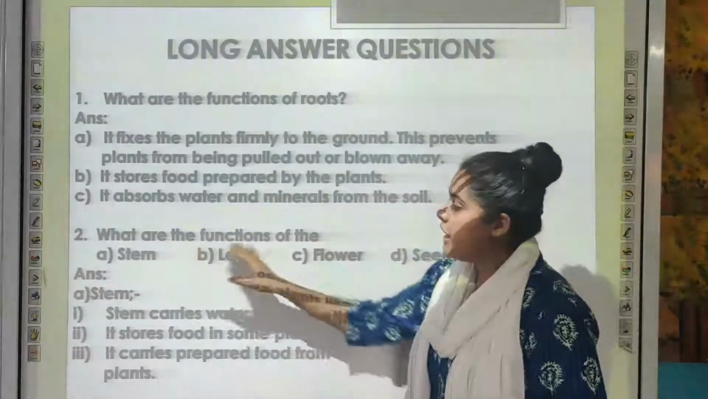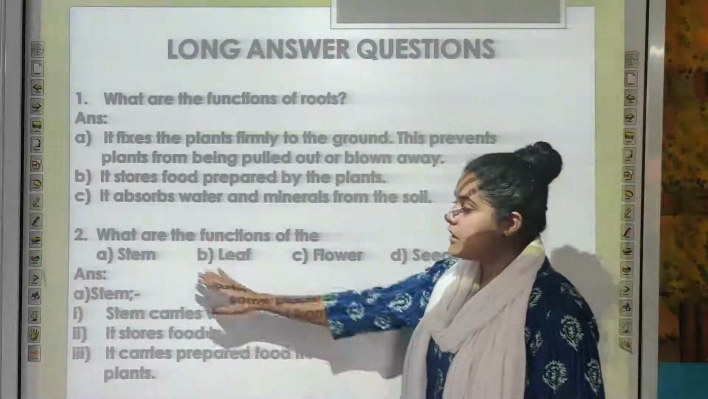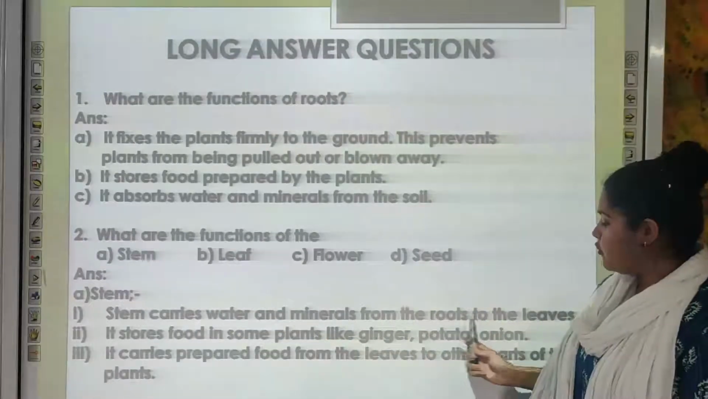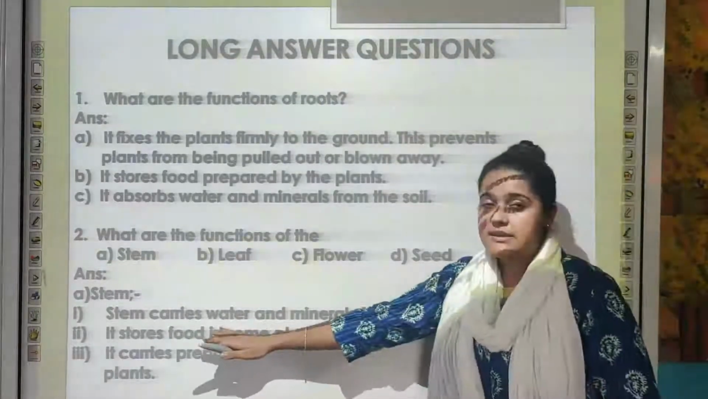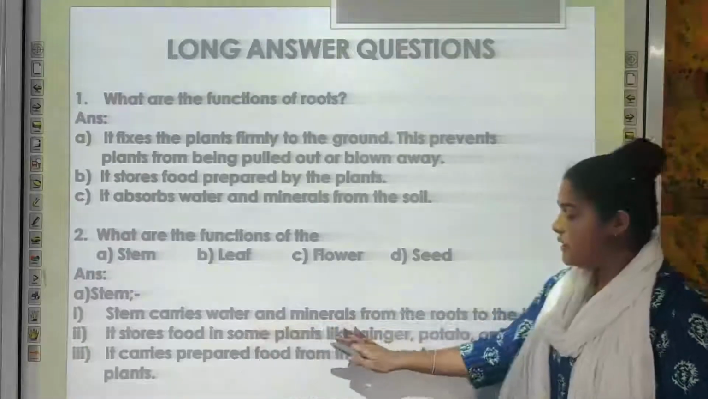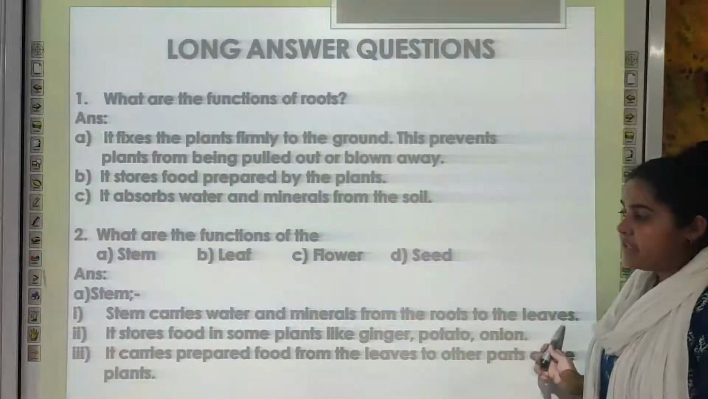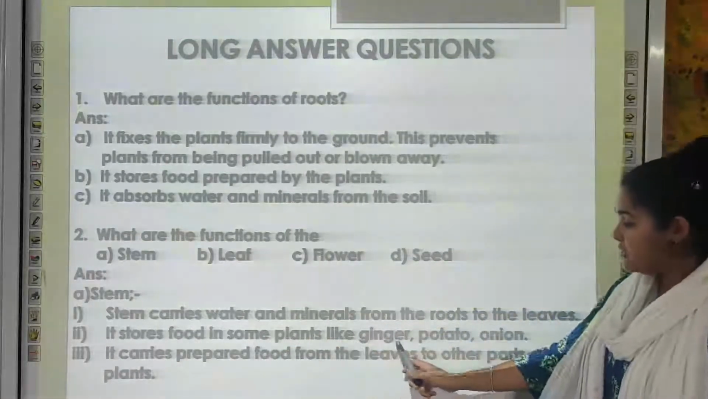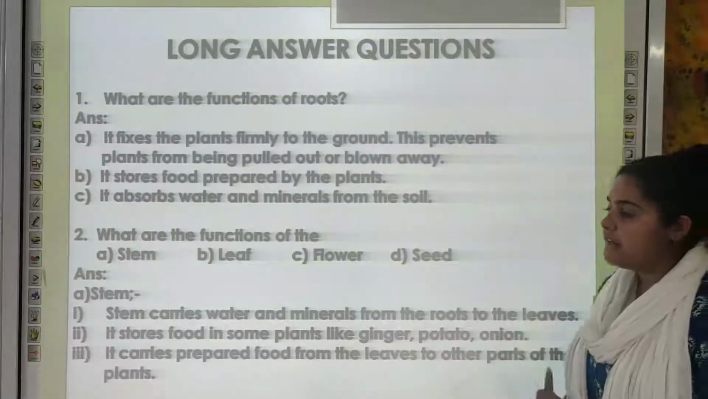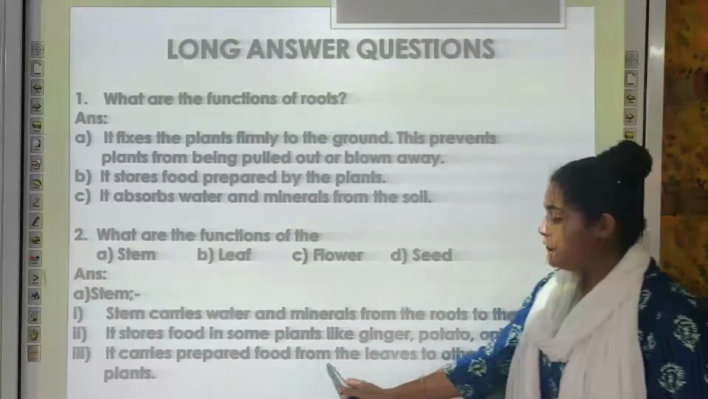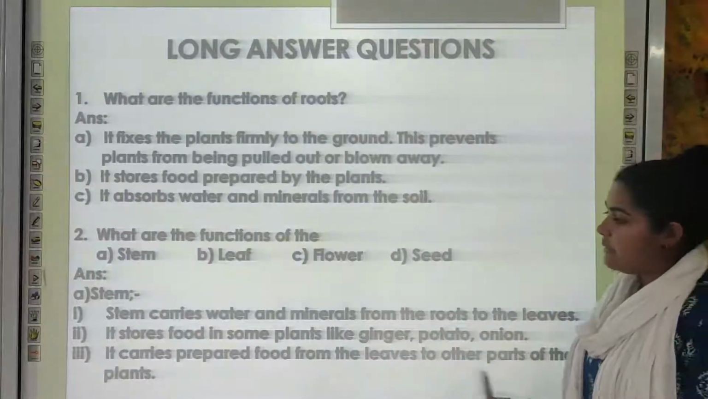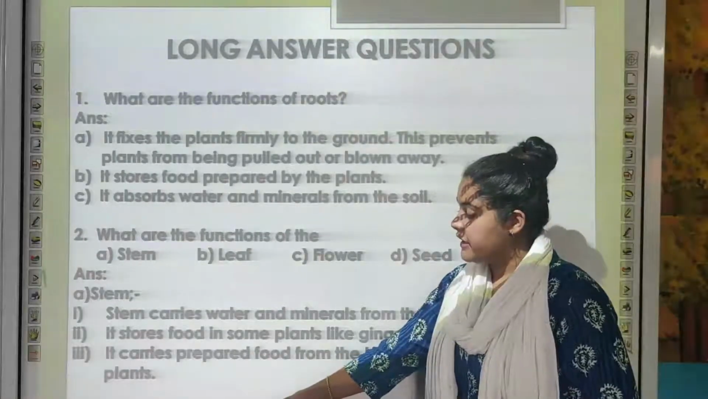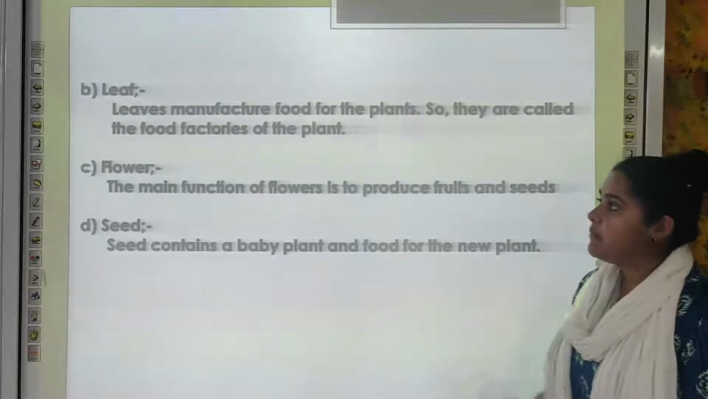The next is what are the functions of the following. The first one is your stem part. So the stem carries the water and minerals from the root to the leaf. So the stem is going to carry what? The water and minerals from the root to the leaf and other parts of the plant, as well as it stores the food in some of the plants like ginger, potato, and onion. The third function is it carries the prepared food from the leaves to the other parts of the plant. So the food which is prepared by the leaves is being transported to the various parts of the plant with the help of the stem.